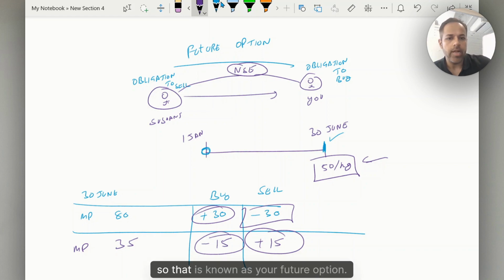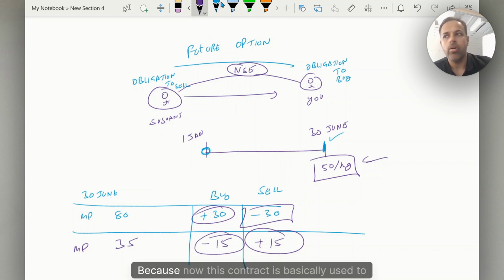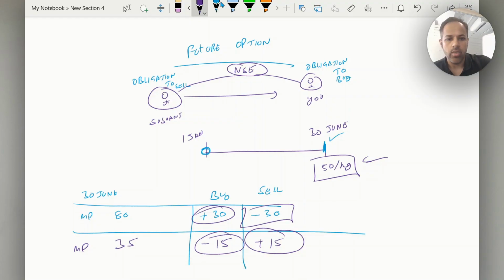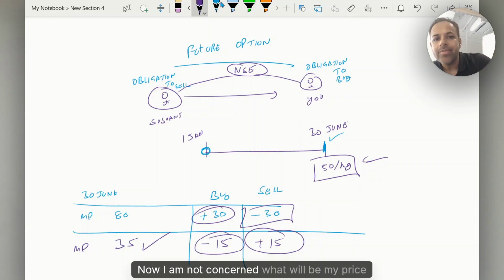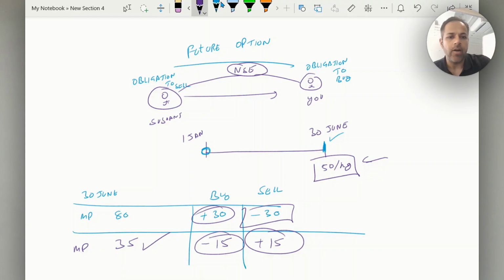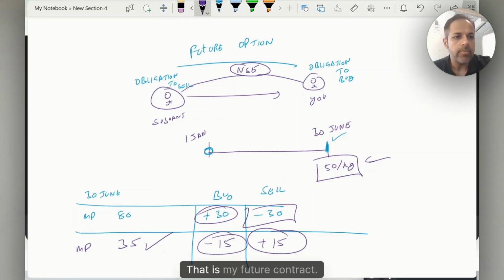So that is known as your future option, because this contract is basically used to hedge my risk. I'm not concerned, because if the price fell to 35, still I will be able to sell to you at a price of 50. So I have locked in this rate. Now I'm not concerned what my price will be after, let's say, 6 months. That is my future contract.